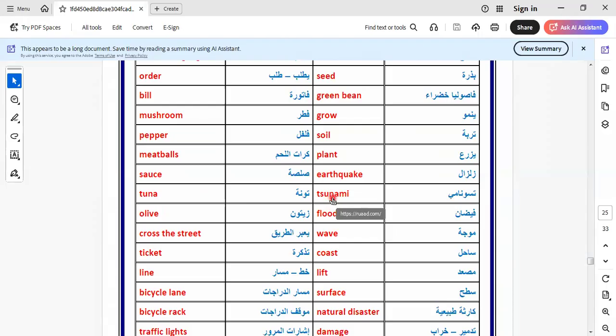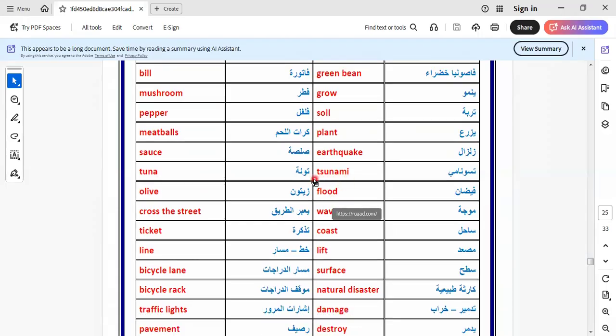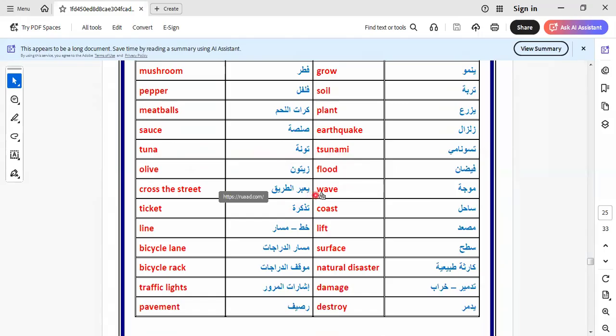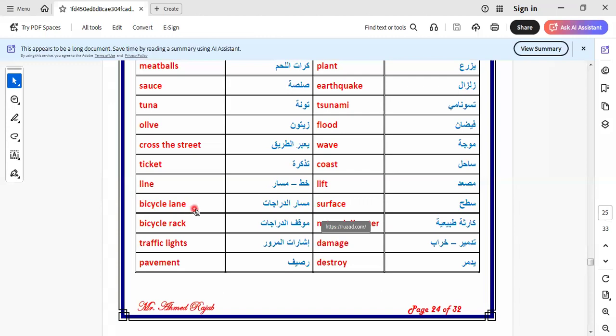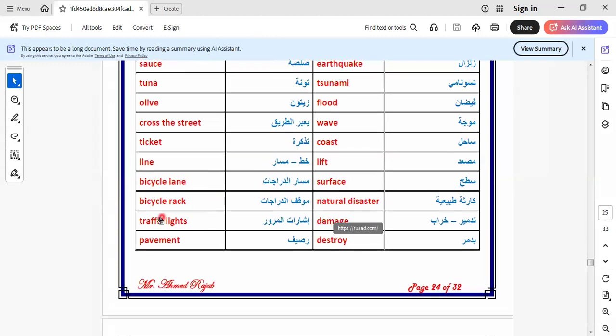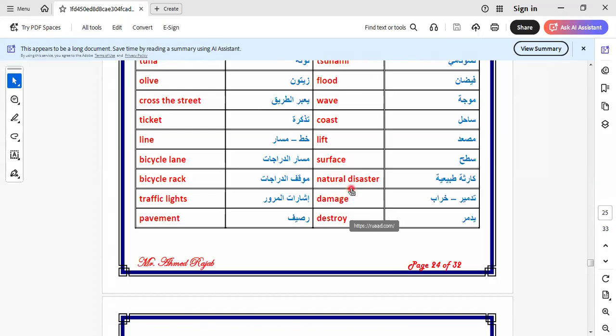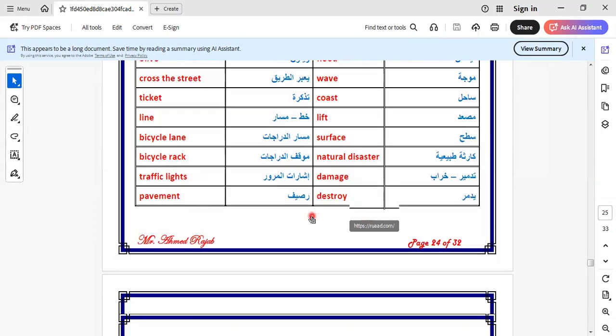Here is tuna, tsunami, olive, flute, cross the street, wave, ticket, coast. Here is line, left, bicycle lane, surface, bicycle rate. Natural disaster. I think all of us know natural disasters. Okay. Traffic lights, damage, pavement, destroy.